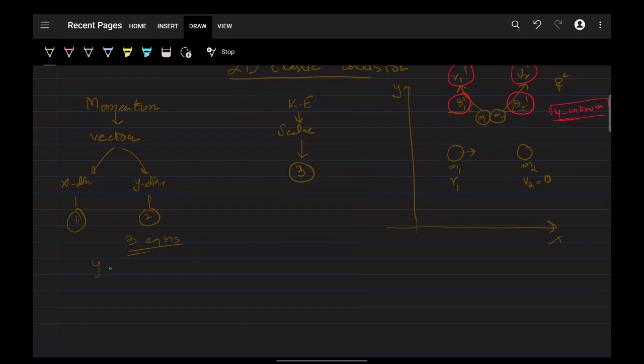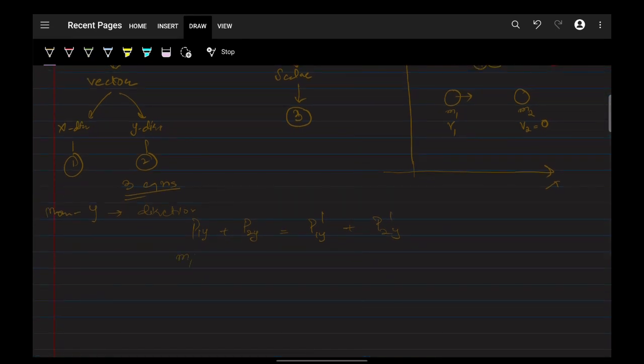First of all, we will consider momentum in the y direction. Momentum in the y direction should be conserved, so momentum before the collision is equal to momentum after the collision. So p1, the momentum of the first particle in the y direction, plus the second particle's momentum in the y direction, is equal to the momentum of particle 1 in the y direction after the collision plus the momentum of particle 2 in the y direction after the collision. Before the collision, it is m1 v1 in the y direction, but the velocity of particle 1 in the y direction is 0, because it's moving in only the x direction. So this will be 0 before the collision, and for particle 2 it's also 0.